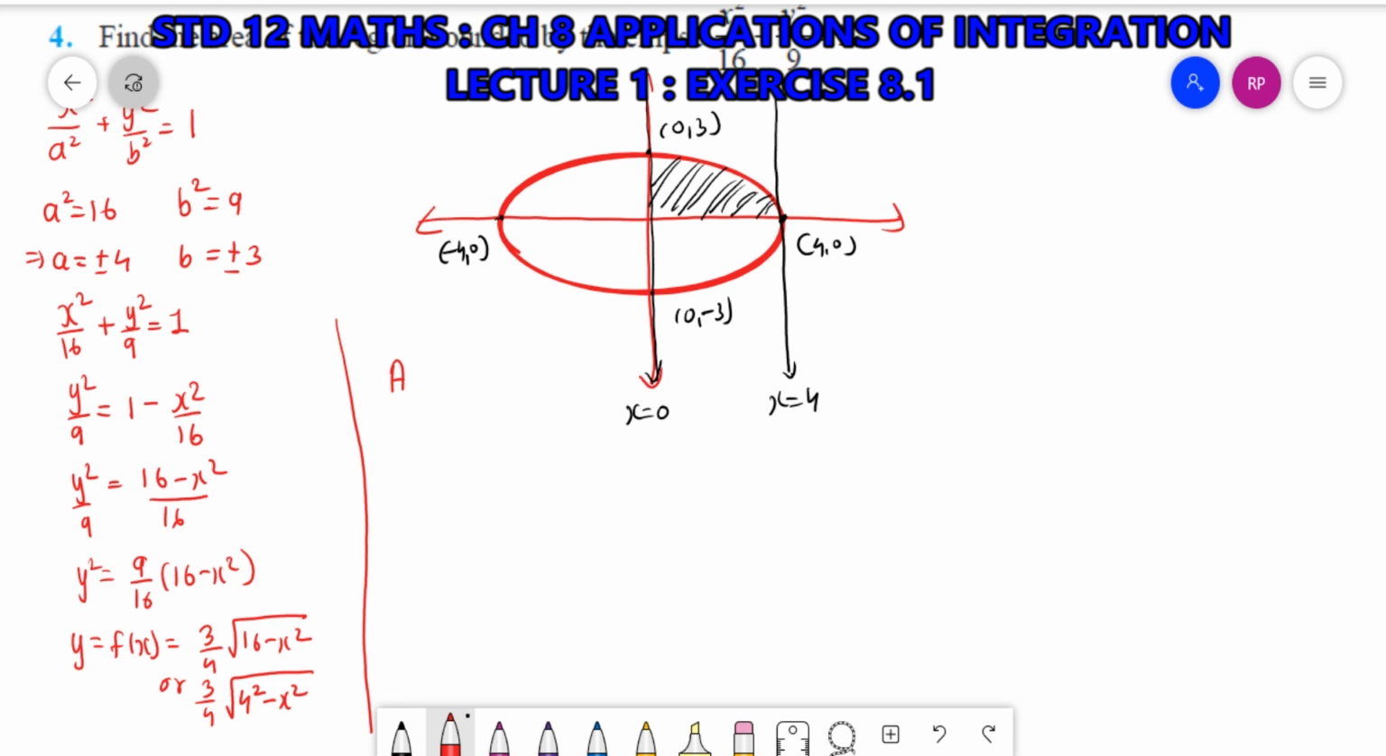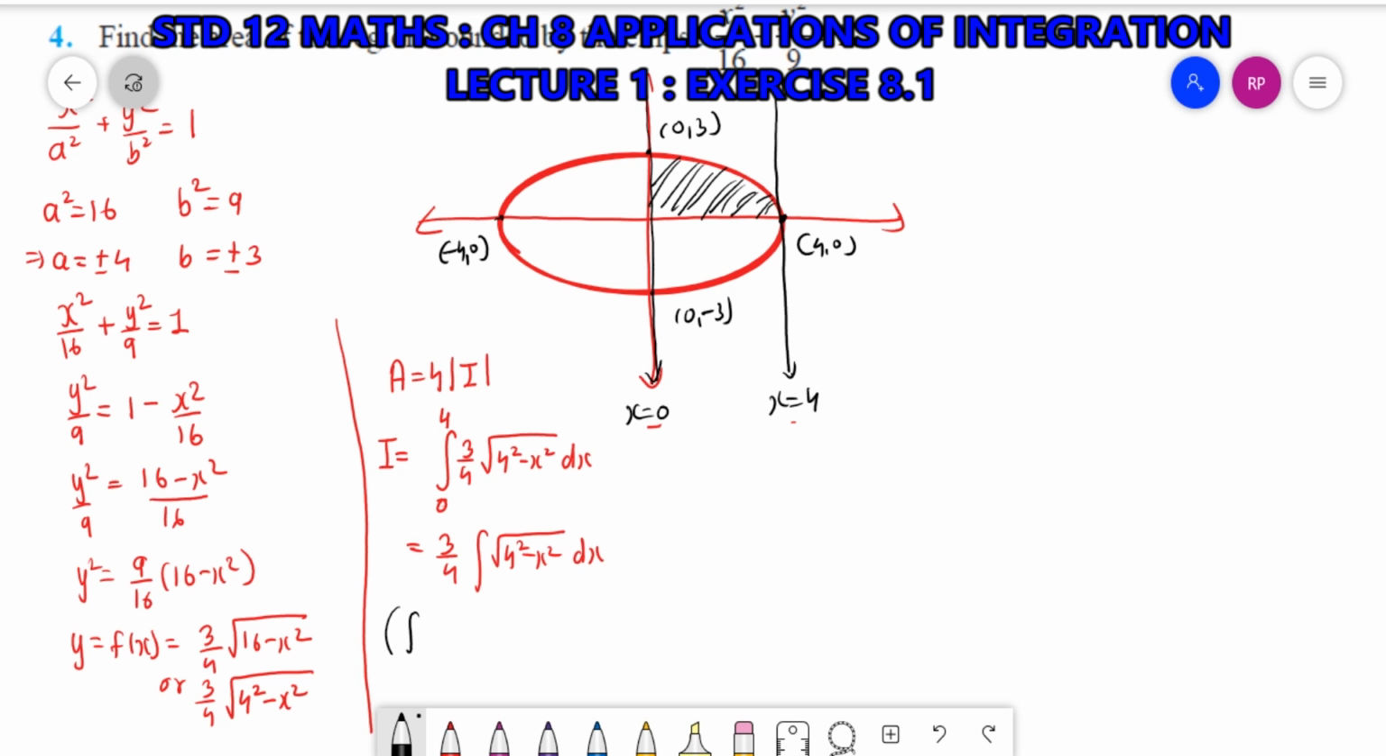So area will be equal to 4 times modulus of I, where I will be equal to integration from 0 to 4, 3 by 4 square root of 4 square minus x square dx, as we are finding out between the curve and x-axis. So 3 by 4 is constant, integration of root of 4 square minus x square dx. Clear? So this will be the formula of integration of under root of a square minus x square.